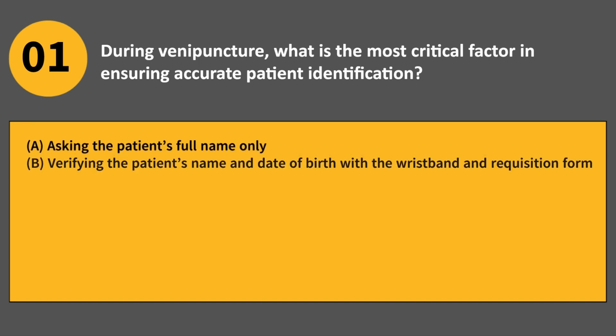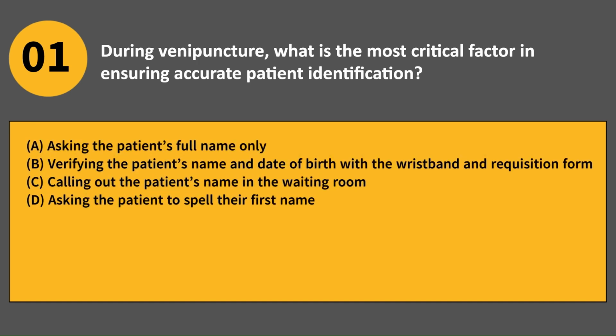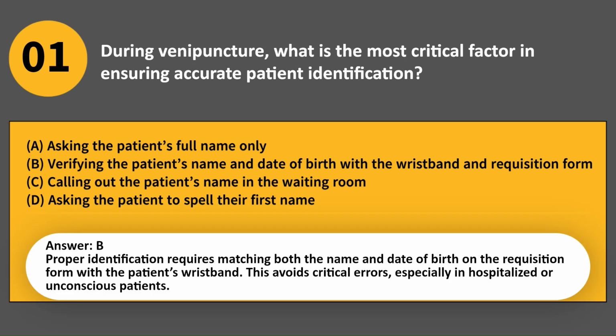During venipuncture, what is the most critical factor in ensuring accurate patient identification? A. Asking the patient's full name only. B. Verifying the patient's name and date of birth with the wristband and requisition form. C. Calling out the patient's name in the waiting room. D. Asking the patient to spell their first name. Answer: B. Proper identification requires matching both the name and date of birth on the requisition form with the patient's wristband. This avoids critical errors, especially in hospitalized or unconscious patients.